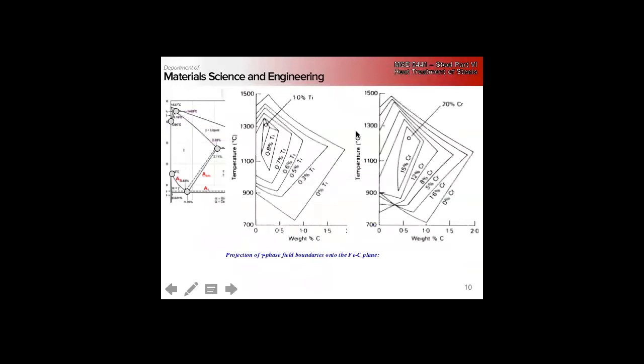So we can look at others, and we see the effect here on the austenite field of additions of titanium. This is less than 1%. 1% titanium is this little circle up there. On the other hand, we need to add 15% or 20% chrome to get the same reduction of the phase field.